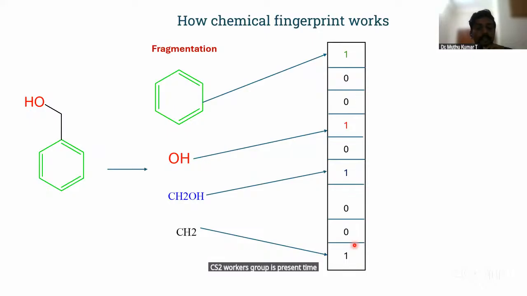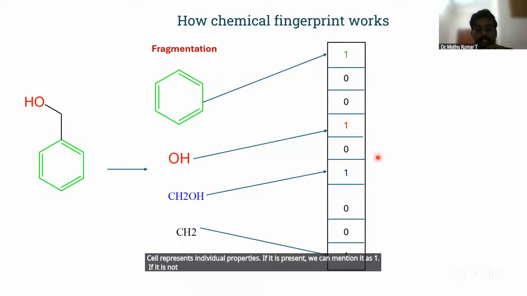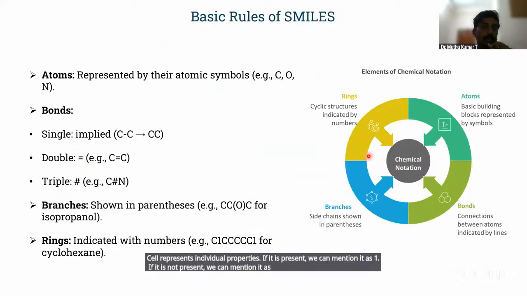If it is present, 1, like this. So what about this 0? So individual molecular fingerprints it has. So each cell represents individual properties. If it is present, we can mention it as 1. If it is not present, we can mention it as 0. That also can be done.